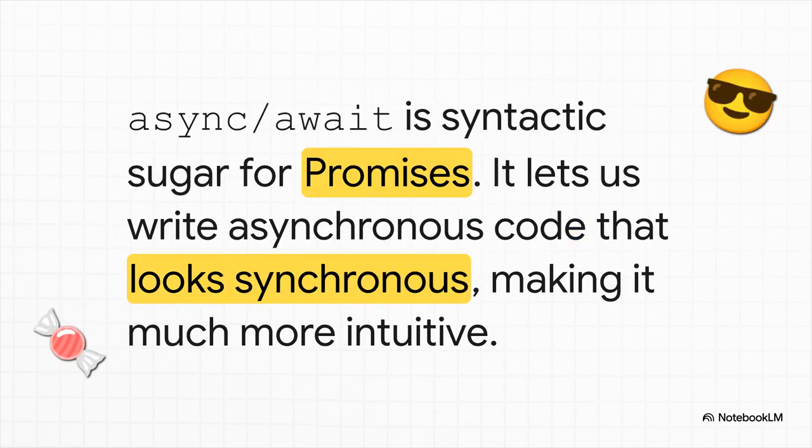Which brings us to today and the modern solution, async await. This is really just a prettier way to write promises. By marking a function as async, you unlock the await keyword. Now you can just await a promise, and your code will pause right there until it finishes, and then give you the result directly. It lets us write asynchronous code that looks synchronous, making it incredibly intuitive.